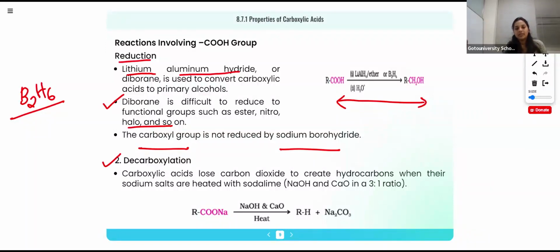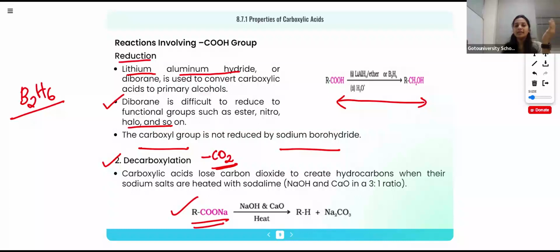Next one is decarboxylation. Decarboxylation means the removal of carbon dioxide. This is the sodium salt of an acid. If you are taking an acid, you first convert it into the sodium salt of the acid. What is the reaction? We can react the acid with the metal, or we can react the acid with the alkali. You will get the corresponding metal salt. If you are using sodium hydroxide, you will get the sodium salt of the acid. If you are using sodium metal, you will get the same thing.